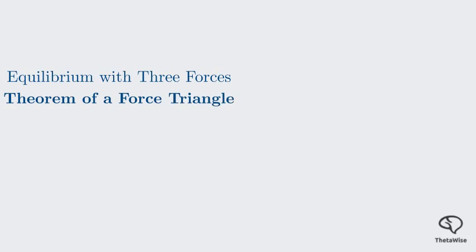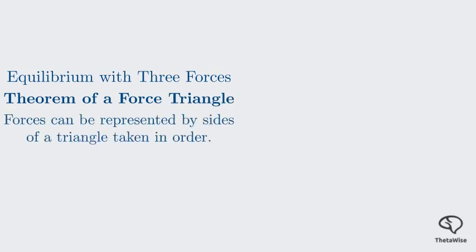A very common situation in equilibrium problems involves only three forces. For this specific case, we have two elegant methods to find a solution. The first is the theorem of a force triangle. If an object is in equilibrium under the action of three concurrent forces, then those three forces can be represented in magnitude and direction by the three sides of a triangle, taken in order. Let's see what that means.